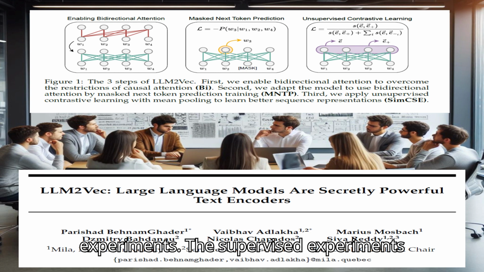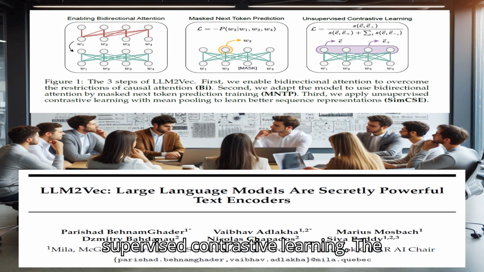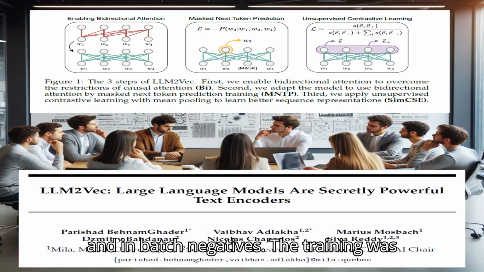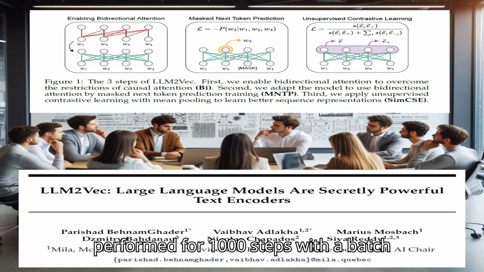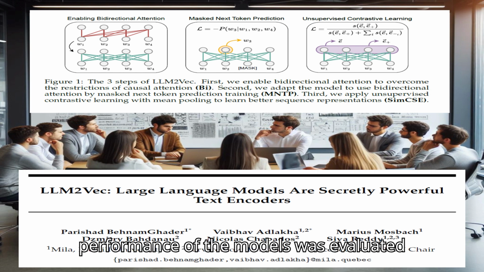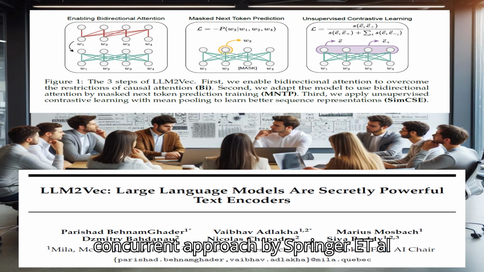Supervised experiments. The supervised experiments were designed to combine LLM2Vec with supervised contrastive learning. The models were trained on a replication of the public portion of the E5 dataset, which consists of approximately 1.5M samples. The models were trained with contrastive learning using hard negatives and in-batch negatives. The training was performed for 1,000 steps with a batch size of 512. The performance of the models was evaluated on the full MTEB dataset. The models were compared to the unsupervised BERT models obtained from Jiao et al. 2021, and Echo embeddings, a concurrent approach by Springer et al. 2024.